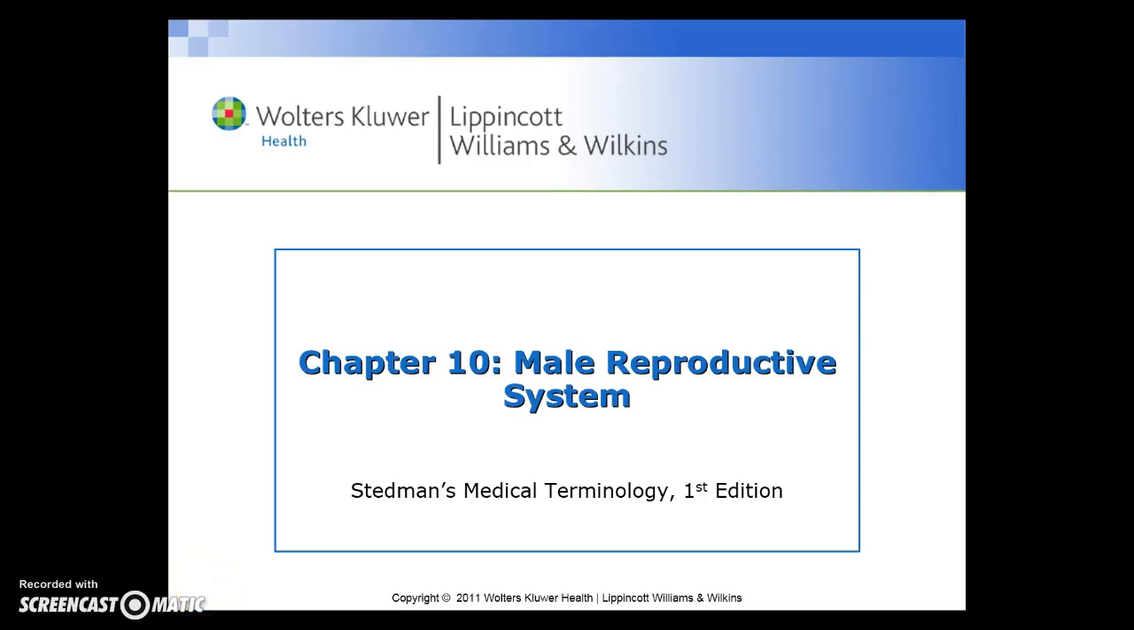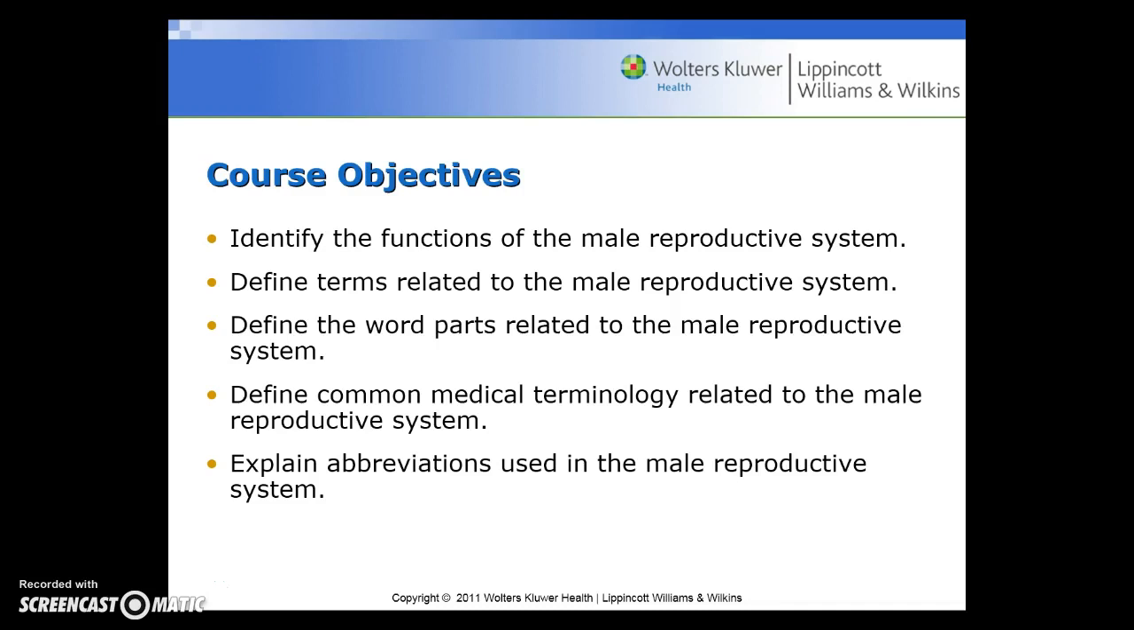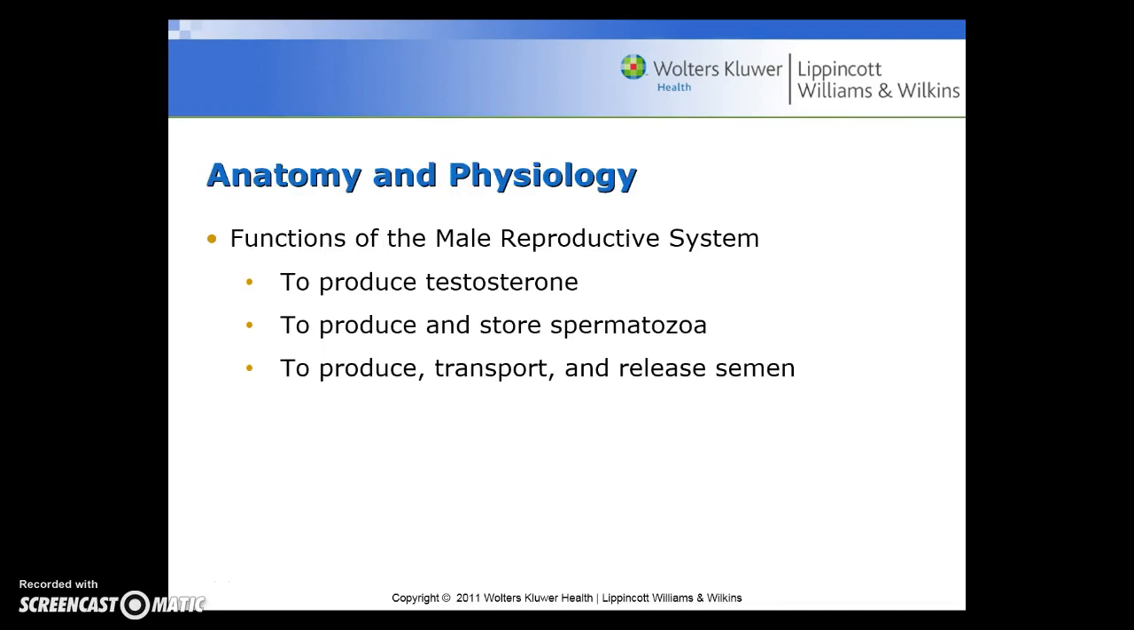Welcome to Chapter 10, the Male Reproductive System. In this chapter, you're going to learn to identify the functions of the male reproductive system, define terms related to the male reproductive system, define the word parts related to the male reproductive system, and understand common medical terminology and abbreviations used in the male reproductive system.